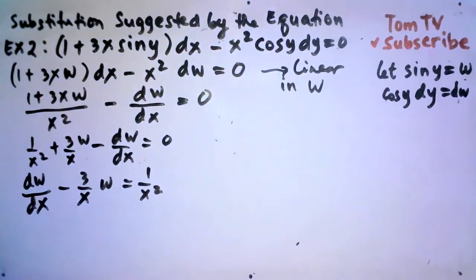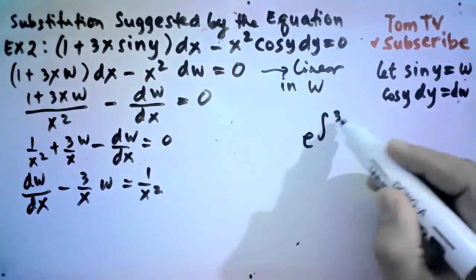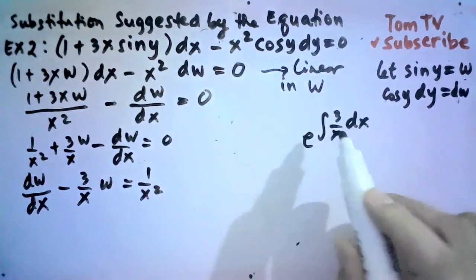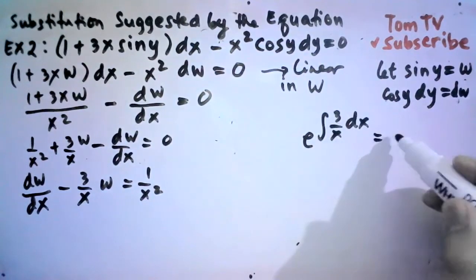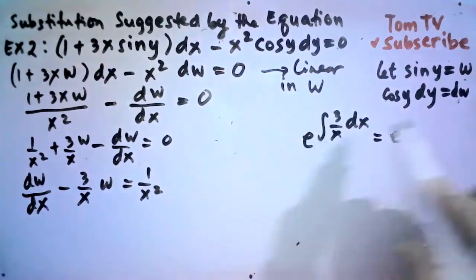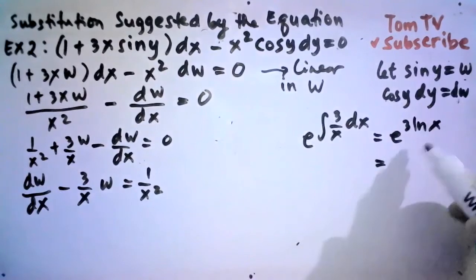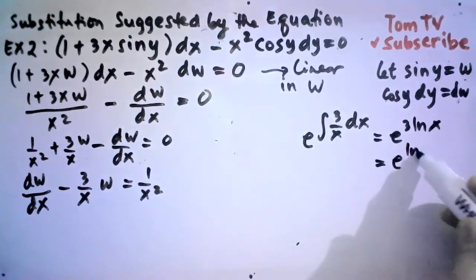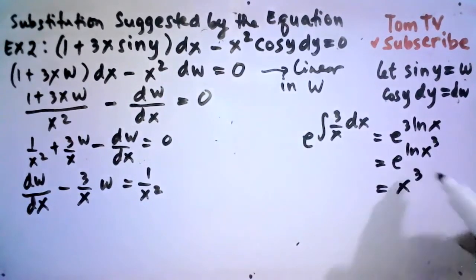Now, here we have 3 over x. So we will have our integrating factor, that is e raised to the integral of 3 over x dx. This is p of x dx. When we integrate 3 over x dx, that is equivalent to e raised to 3 ln of x, or e raised to ln of x cubed, that is x raised to 3. That will be our integrating factor.